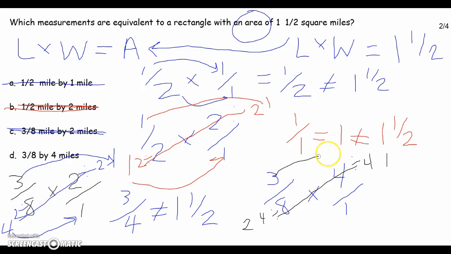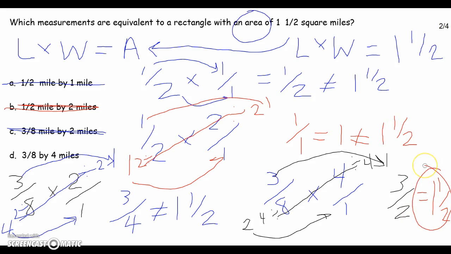So now we have 3 times 1, which gives me 3, and we have 2 times 1, which gives us 2. We note that this is an improper fraction, so we're going to change it into a mixed number. When doing that, we find out that 2 will go into 3 one time, with 1/2 left. And that happens to be a match with what we need our area to be. So our answer is letter D.